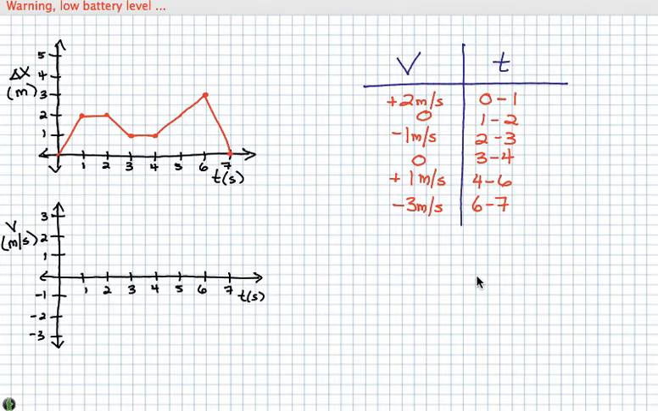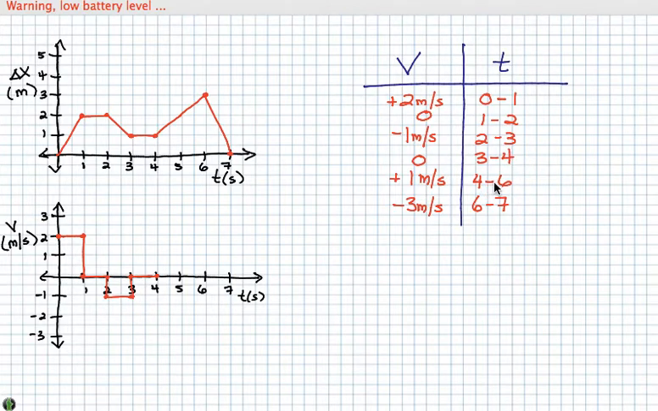So now that I have my nice little chart, all I have to do is come down to my velocity time graph and say from 0 to 1 second, my velocity should be 2 meters per second. So from 0 to 1, I should have 2 meters per second of velocity. From 1 second to 2 seconds, I should have no velocity. I have no motion during that time. From 2 to 3 seconds, I should have a velocity of negative 1. So from 2 to 3, negative 1. From 3 to 4, I should have 0. There's no motion during 3 seconds to 4 seconds.